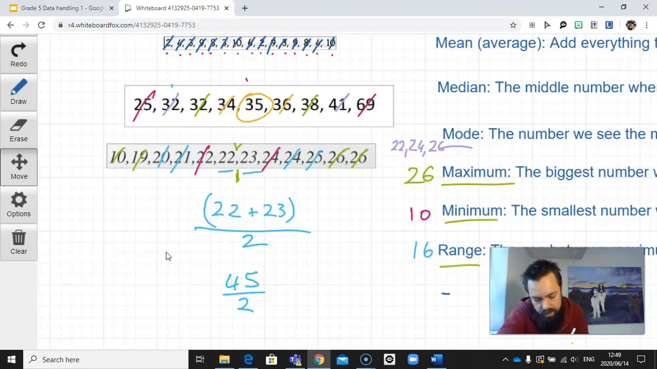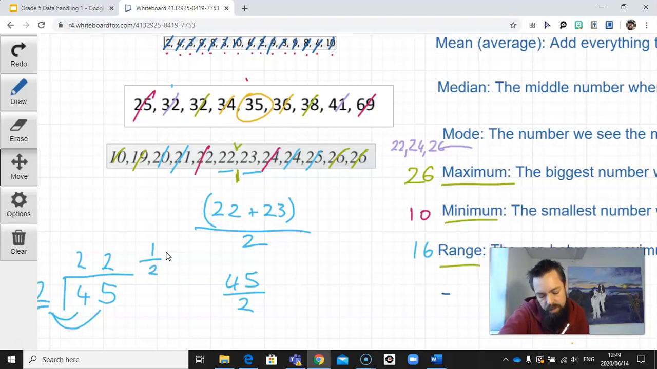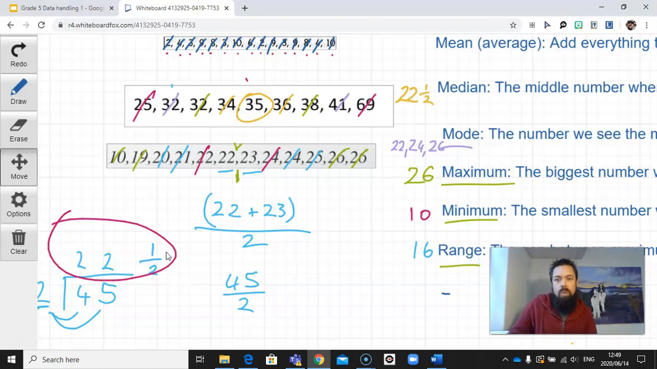Going back to the side, I'm just going to do my division that we learned how to do. 2 goes into 4 twice, 2 goes into 5 twice with 1 left over. So you could put remainder 1. Another way of writing this is to say we've got 1 left and we were dividing by 2s. That's where our half comes from. So we can see 22 and a half is our median. Whew, that's quite a lot of new information. So let's finish off by singing that song two more times.